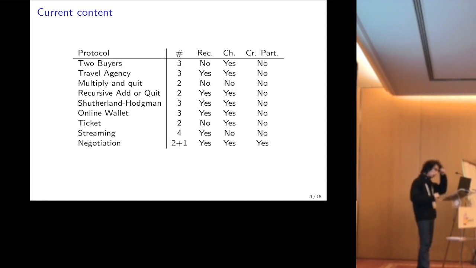So I won't enter into all the details, but this is what we have so far, and you can probably recognize some of the protocols that you often see in papers. For instance, the famous two buyers example or travel agency. Some of them are slightly modified. For instance, multiply and quit. I think it still comes from one paper.